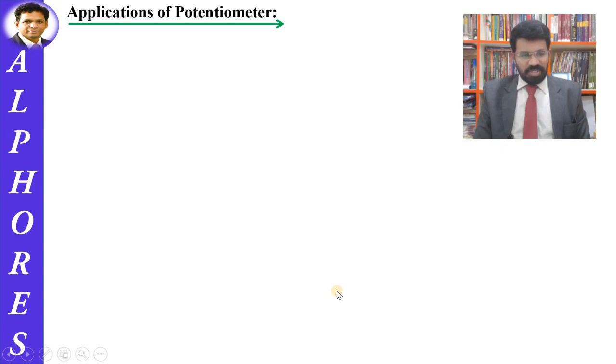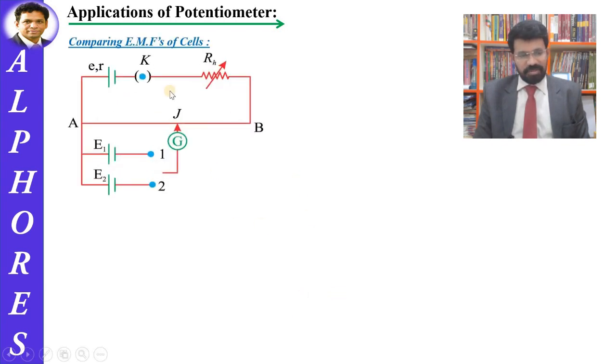Let us see one more application. Which application? Comparing EMFs of cells. I have taken one circuit here. Two cells are there. Comparing two EMFs, in the sense, for example, if I say that E1 is equal to 2 times E2, I am comparing one cell with the other cell. It is double the EMF, or it is half of E2. If I am talking like that, I am comparing the EMF of the cells.